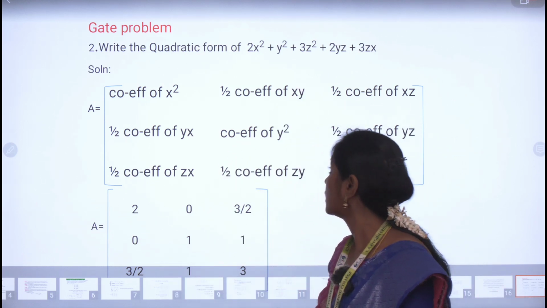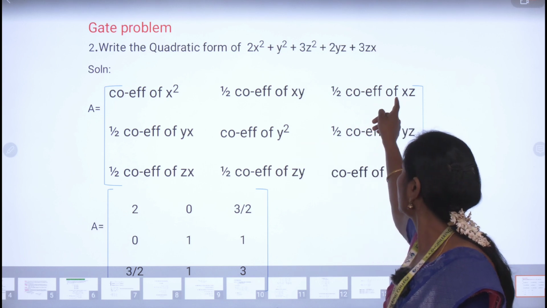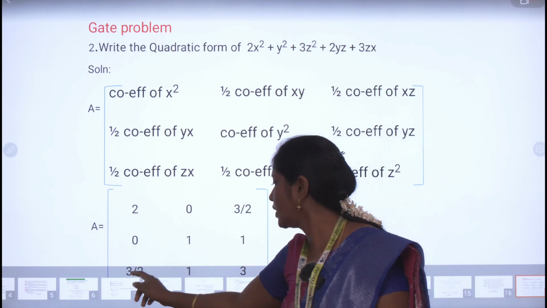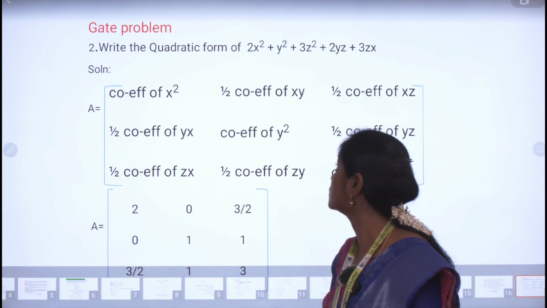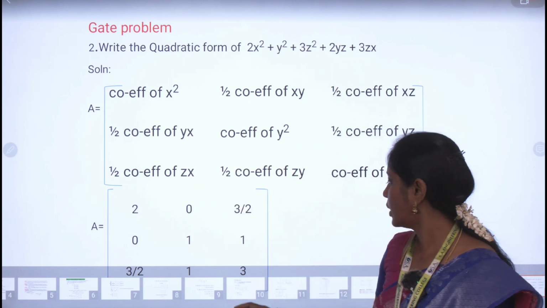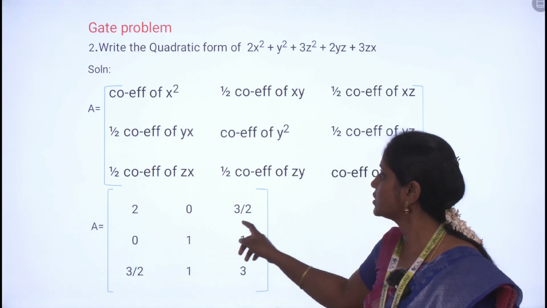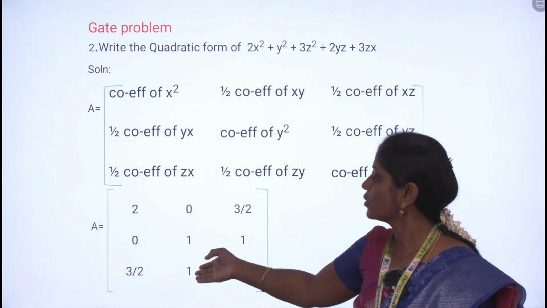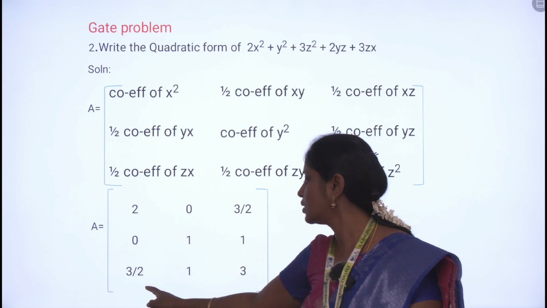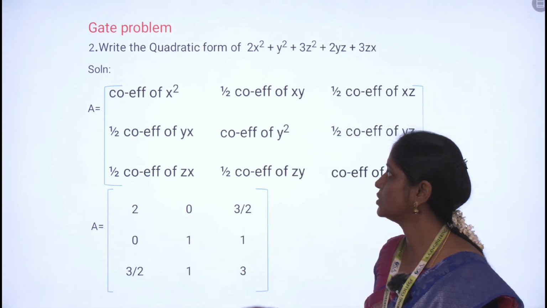So here also 0. And next one is 1 by 2 into the coefficient of xz, the xz value is 3, so 3 by 2, here also 3 by 2, and the remaining is 1 by 2 into the zy value, which is 2, so this is 1. So this is the matrix we got. The matrix A equals 2, 0, 3 by 2; 0, 1, 1; 3 by 2, 1, 3. This is the way of finding the matrix from the quadratic form. This is one of the GATE problems.